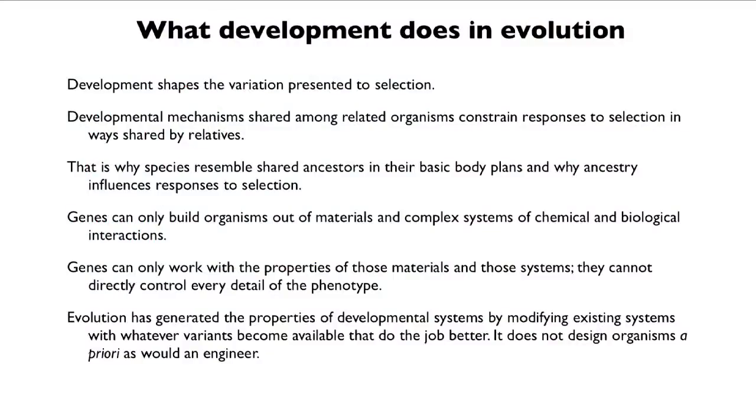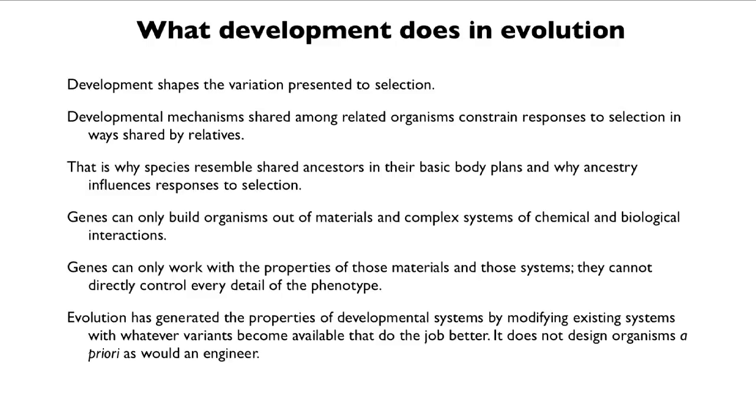Developmental mechanisms that are shared among related organisms constrain responses to selection in ways that are shared by relatives. So, for example, all insects share related control mechanisms in development. All mammals share related control mechanisms in development. And that means that selection is going to operate on variation in insects in one way and on variation in mammals in another. So that's why species resemble shared ancestors in basic body plans, and that's why ancestry influences responses to selection. Those influences can be very strong.